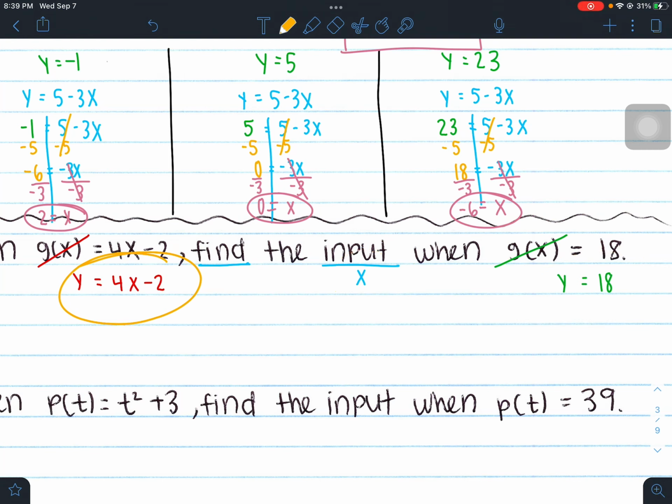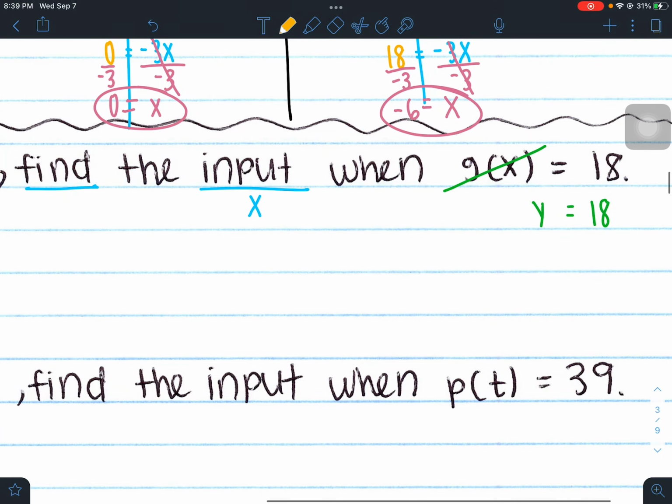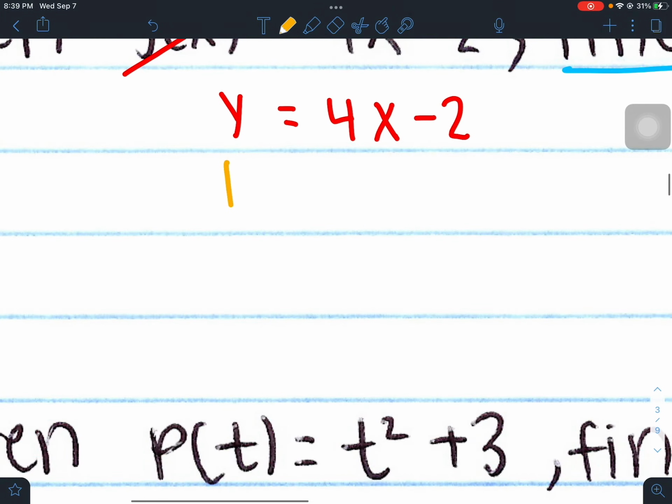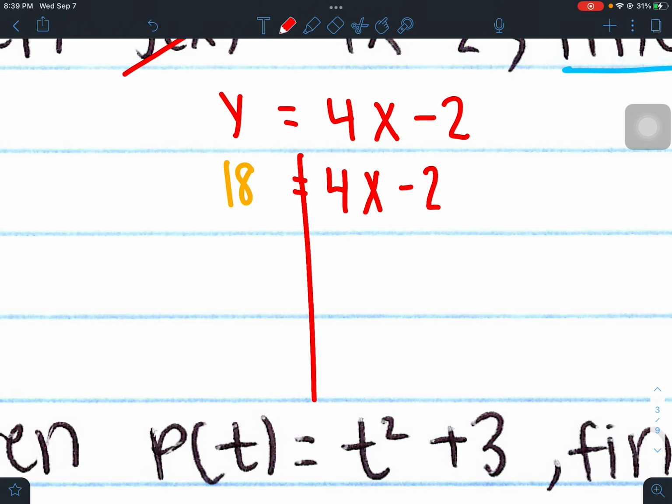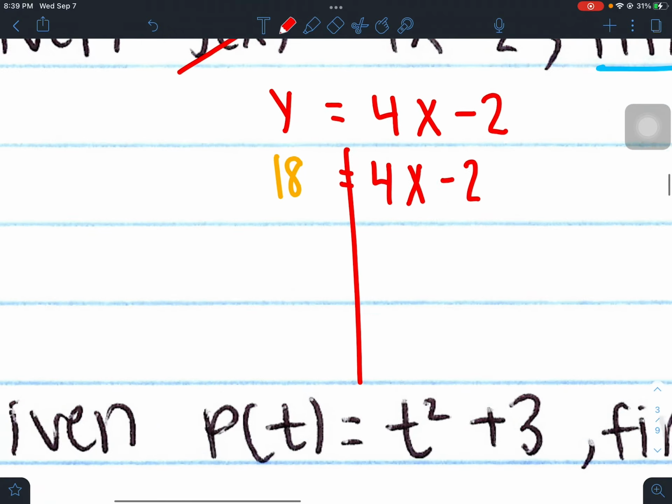So now that I have all my information, they're saying here's a function in the beginning, find x, and then we're going to give you the y value. They always give us one, they want us to find the other. They're giving us this value of 18 for y, and we're going to plug it in for this y value over here. So 18 equals 4x minus 2. And we're going to solve for x. Why are we solving for x? Because they want us to find the input, find x.